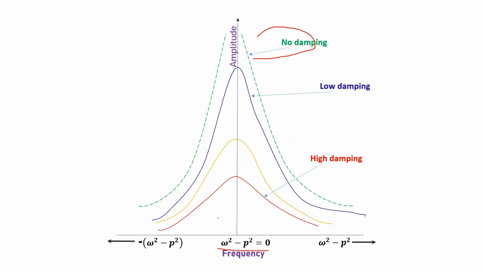So this is the situation of resonance that can be analyzed by using this concept here. Now we are going to discuss one more important concept related to this resonance, that is sharpness of resonance. What is the meaning of sharpness of resonance here?